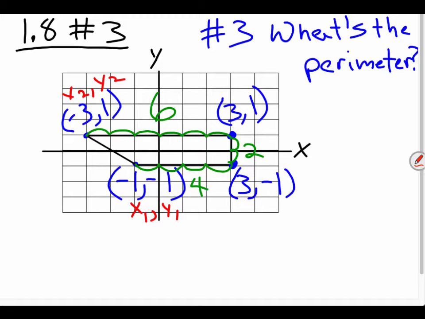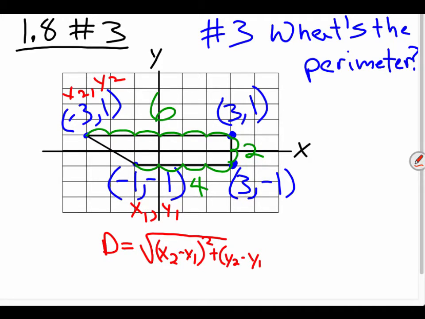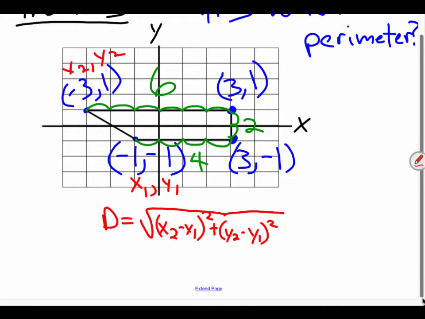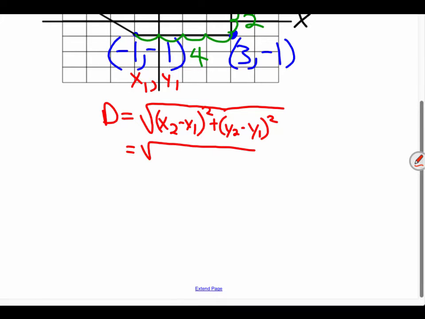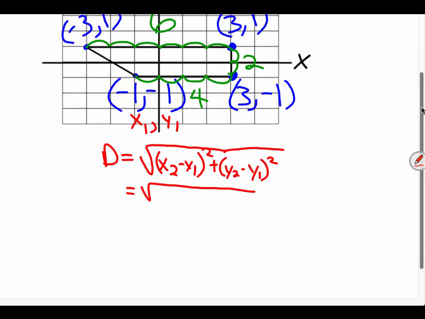But to find the distance between those 2 points, the distance is equal to the square root of x sub 2 minus x sub 1 squared plus the quantity y sub 2 minus y sub 1 squared. All right? So now we just got to plug that in. So my x sub 2 was negative 3, right? So I'm going to say negative 3 minus x sub 1, which is minus 1. And we're going to square that. Plus y sub 2, which is positive 1, minus 1.